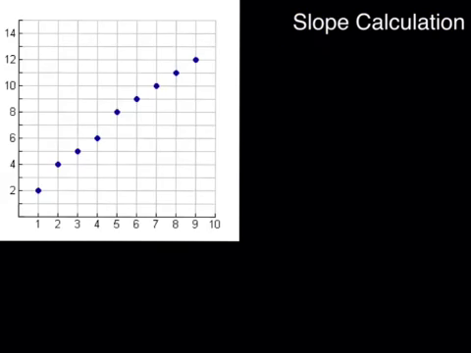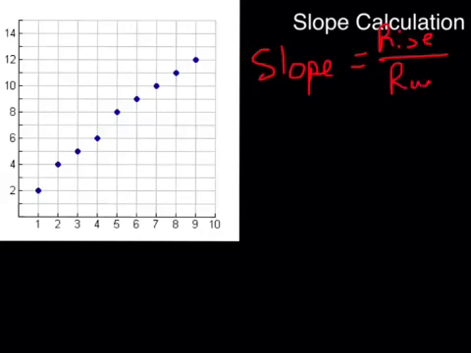Alright guys, now we're going to look at the slope calculation formula. Most of you remember from late elementary and middle school that the slope of a line is equal to the rise over the run. Okay, but what does that mean? Rise. What axis rises? The y-axis. What axis runs, that's horizontal, is the x-axis.